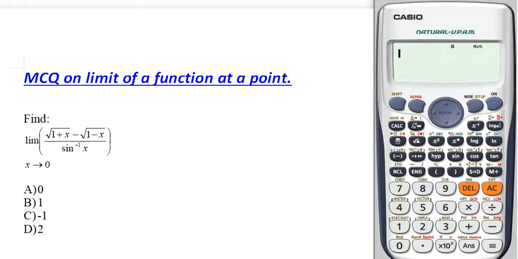Today in this video I am going to show you how to use the scientific calculator to find the limiting value. Here I have taken one example. The question is to find the limit when x approaches 0 of this function, and four options are given. We are just going to solve these multiple choice questions by using this calculator. Please watch this video till the end.